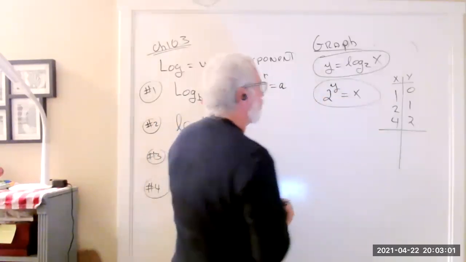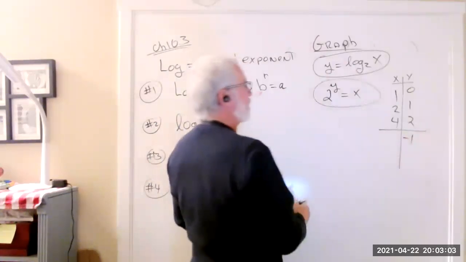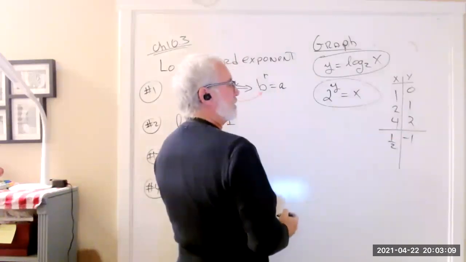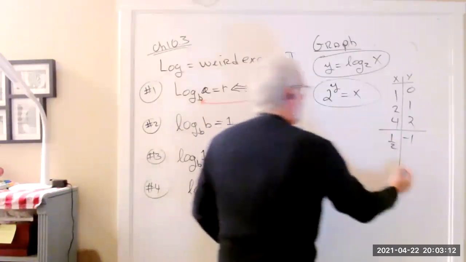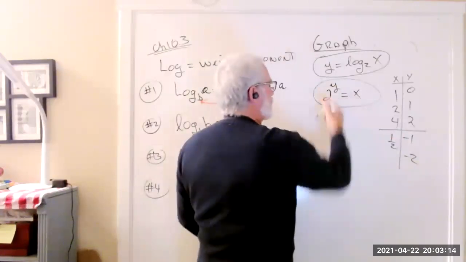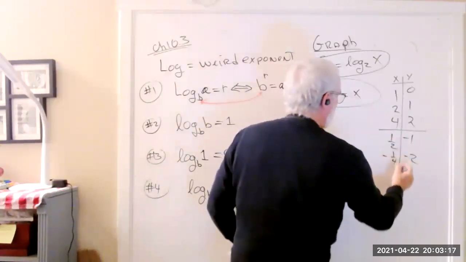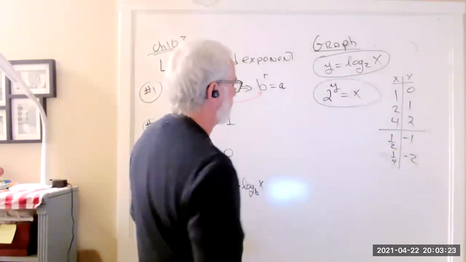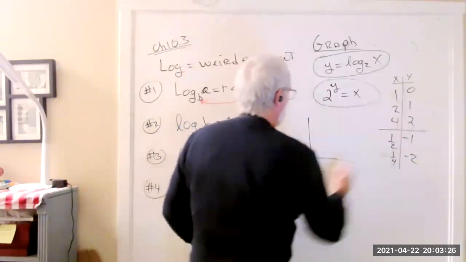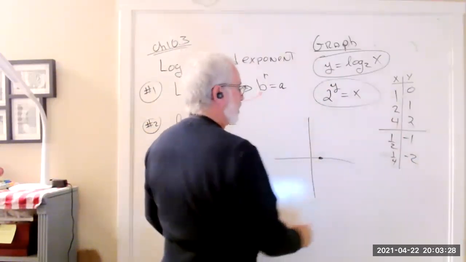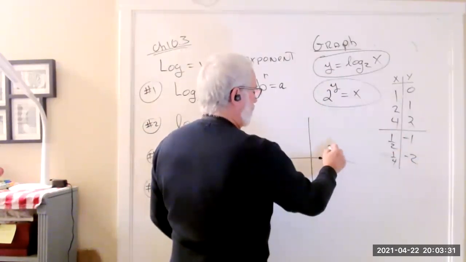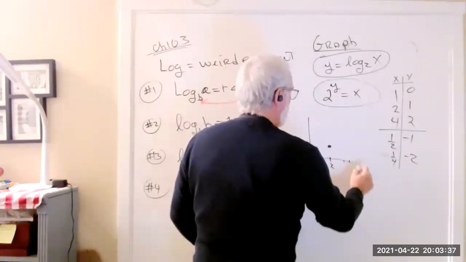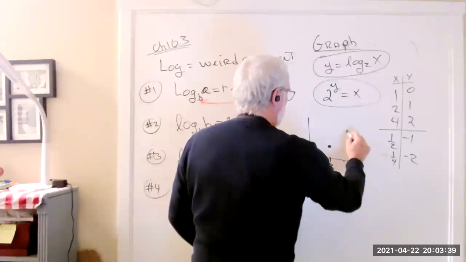Well, let's try some other ones. What if y is -1? 2 to the -1 is a half. What if y is -2? 2 to the -2 is a fourth, not negative. And that's good enough for me now because now I can graph it. 1, 0, right about there. 2, 1, right about there. 4, 2, right about there.